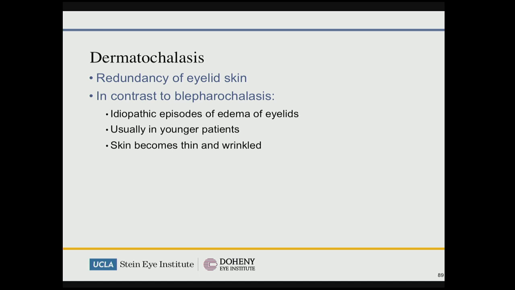Dermatochalasis and blepharochalasis are often used interchangeably, but they're different things. So dermatochalasis is redundancy of the eyelid skin, in contrast to blepharochalasis, which is really a syndrome of idiopathic episodes of edema of the eyelids, usually seen in younger patients, and over time the skin becomes thin and wrinkled.